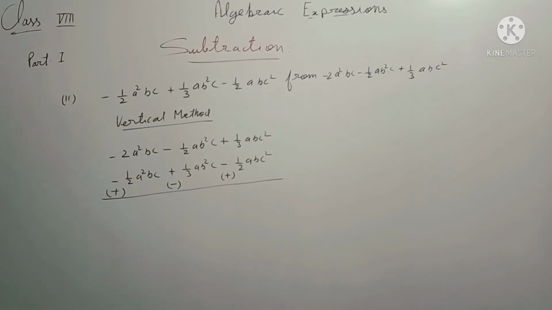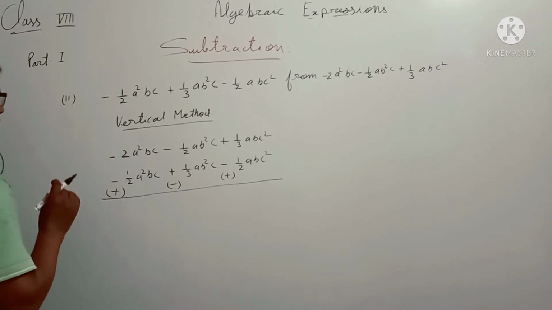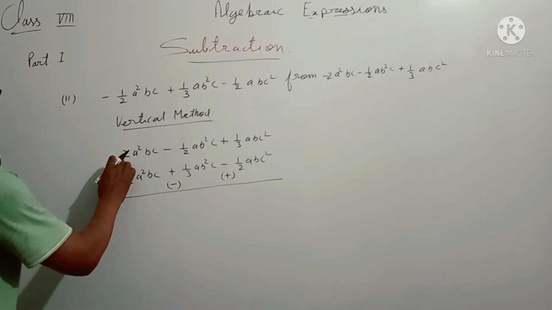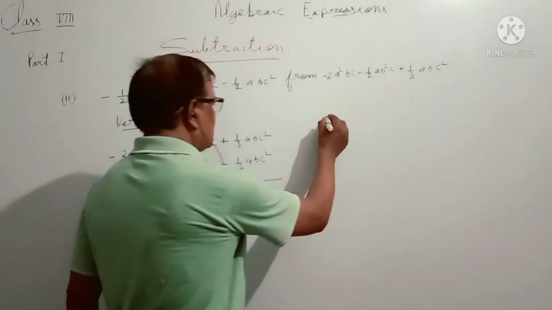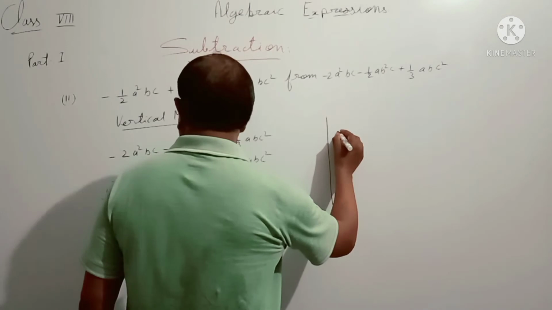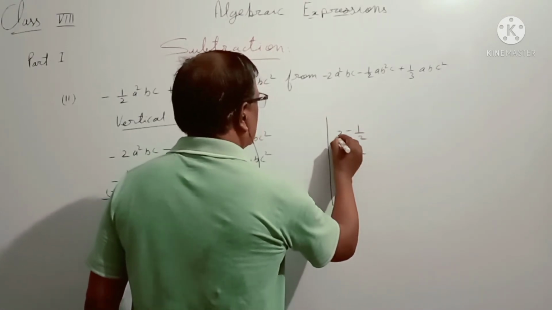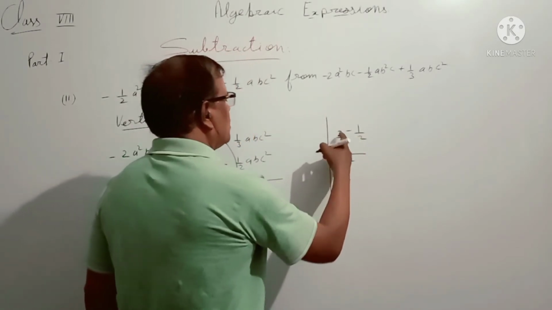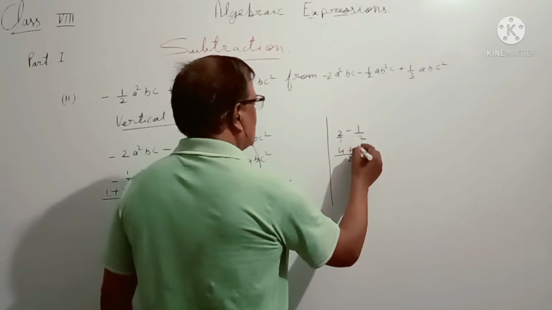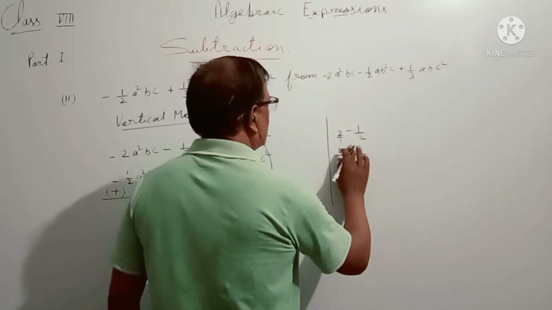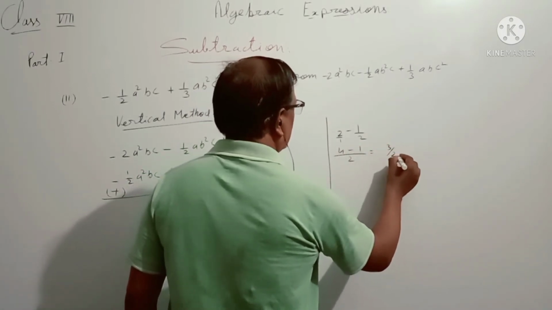Now we see here which value is greater, then we find the difference. Now 2 is greater than 1/2, so we will do our rough work on this side: 2 minus 1/2. Now we take the LCM here, 2. 2 1s are 2 and 1 1 is 1, so we subtract here and find 3/2.